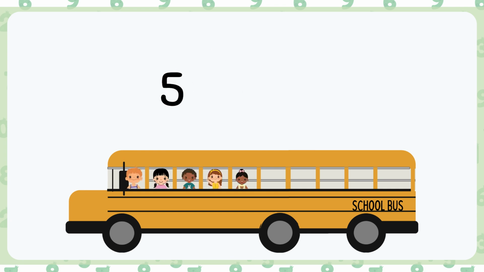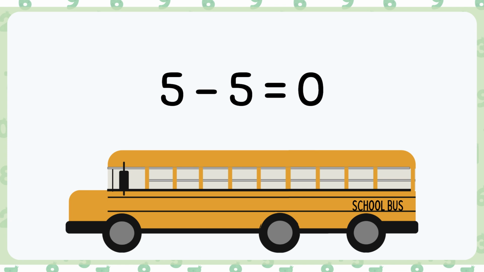Okay, so what number sentence could we write? Already got us started. So we can write 5, and then because we started out with 5 friends, they all got off at the first stop. So how could we turn that into a number sentence? 5 minus what? Yes, 5 minus 5, because they all got off, equals how many, friend? Ding, ding, ding, 0. Good job.